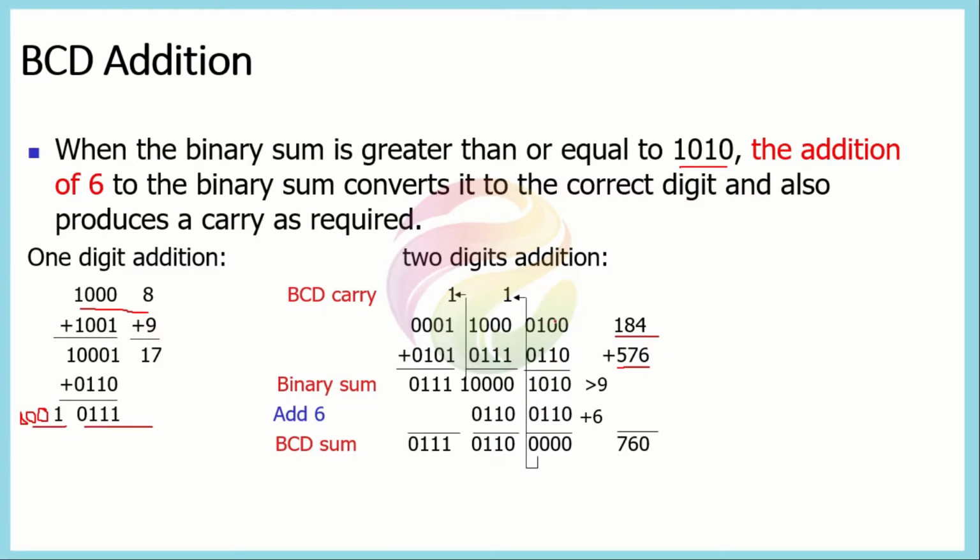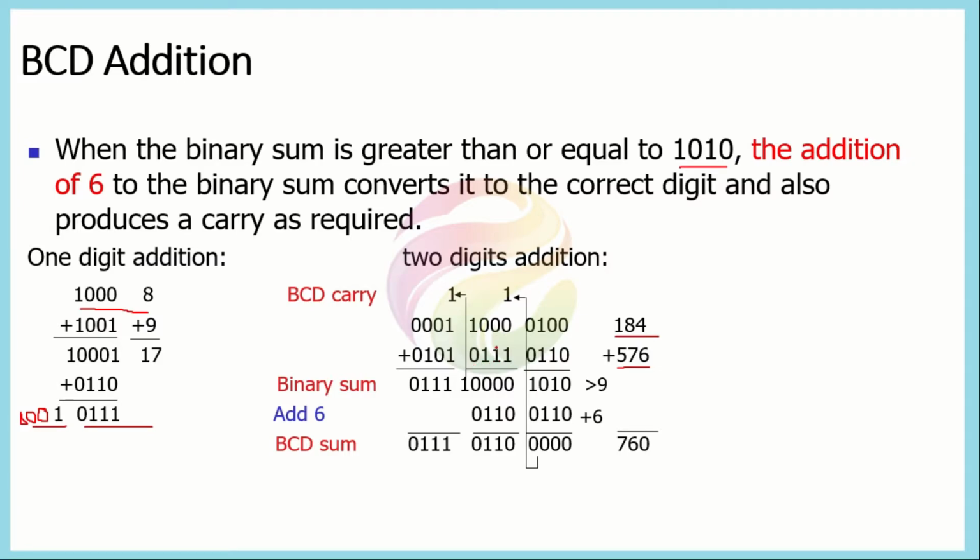When we add 4 and 6, it will give us the result equivalent to 10. And as 10 is greater than 9, we need to add a 6 to it to make that result correct. So when we add a 6 here, we will get zeros here, and we will get a 1 carry to the next column. And if you perform the next column, the result is here, this is 8 and this is 7.